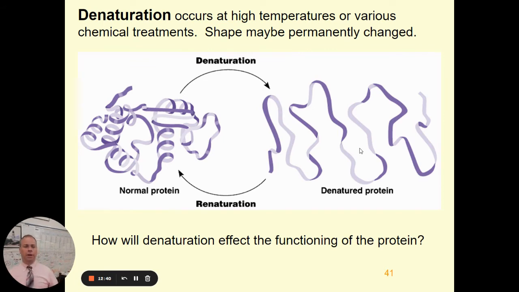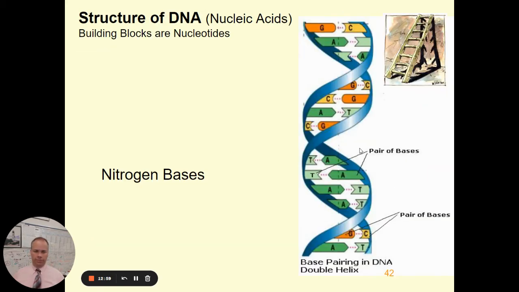And because the shape of the protein is so important, anything that changes its shape is going to impact how it functions. If we change the shape of the protein, it's not going to function in the same way. If we permanently change it by heating it up too hot, it can be permanently disfigured and will no longer work. We call that denaturing.